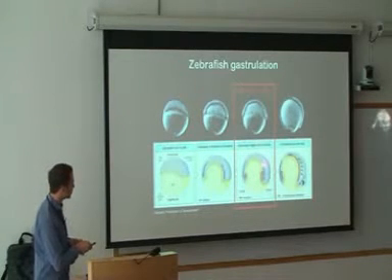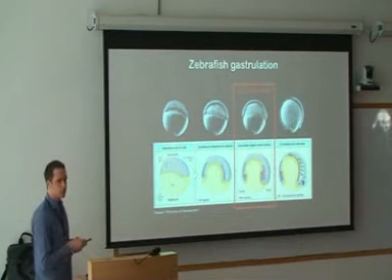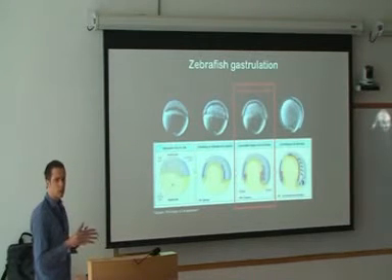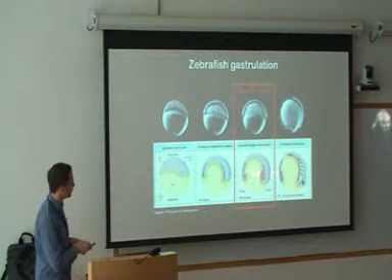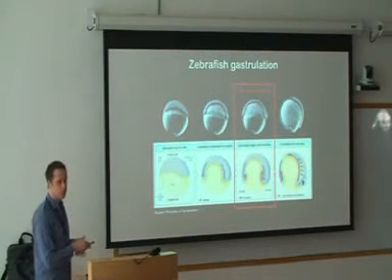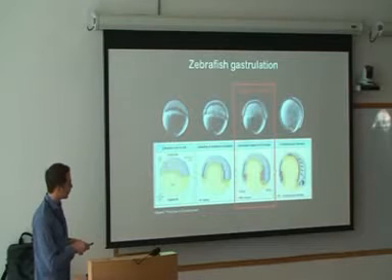And the cells which are not going in and are staying on the outside, they are becoming the ectoderm. And this is really critical in gastrulation. You have to segregate these progenitor cells, and you have to order them in a specific spatial ordering where you have the mesendoderm on the inside and ectoderm on the outside.